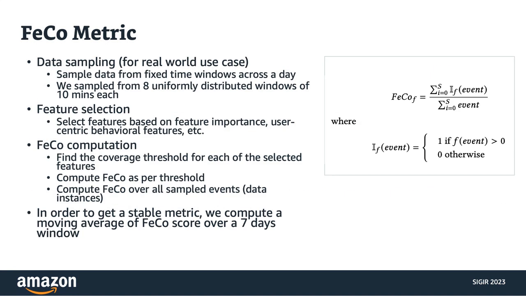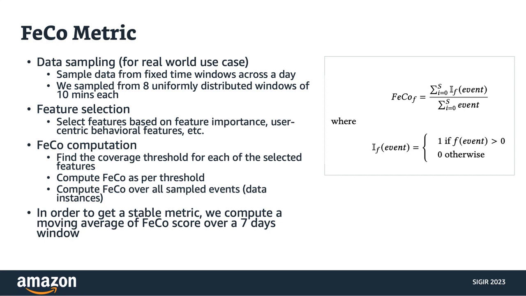Now we'll discuss the metric. It involves a few steps to compute. In the first step, we do data sampling. This is particularly relevant for real-world use cases. In this case, we have used systematic sampling, where we have sampled from 8-10 minute windows spread uniformly across a day.